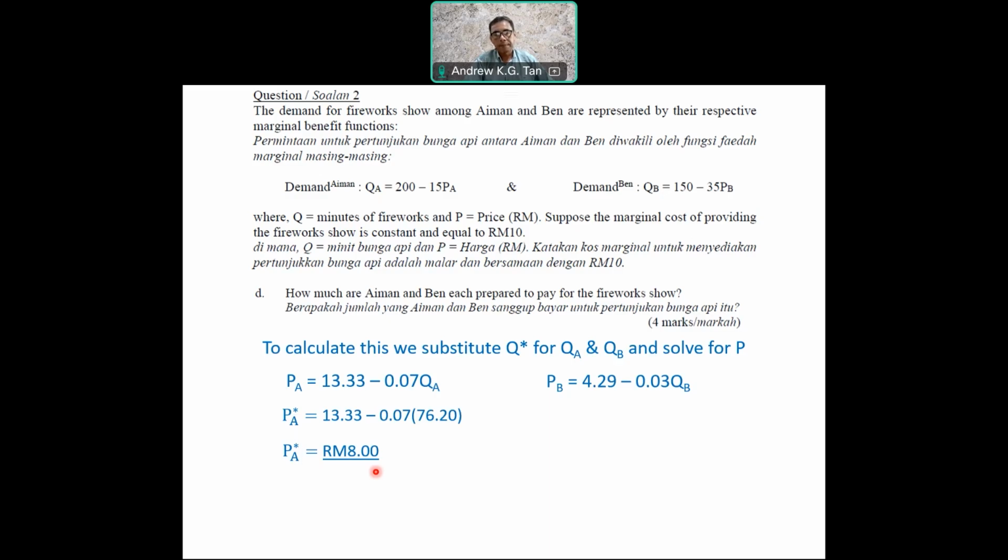Solve for PB, insert 76.2 into QB. We get 4.29 minus 0.03 times 76.2. We get PB star, Ben's willingness to pay for the fireworks show, as 2 ringgit. 2 points each.